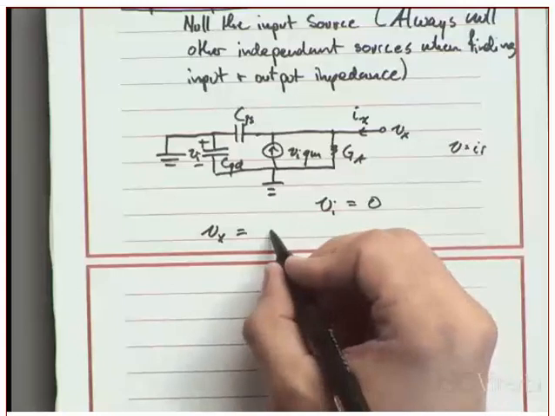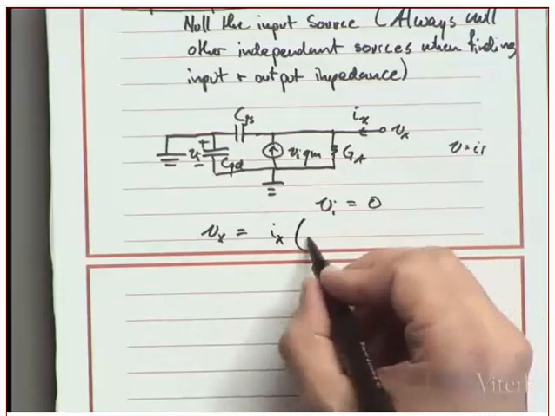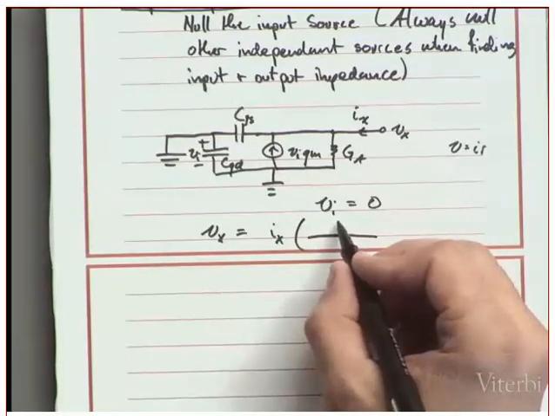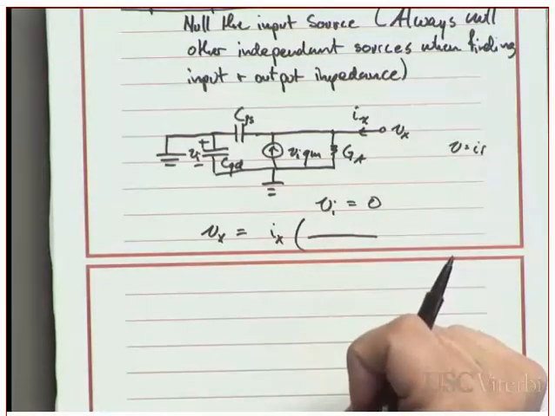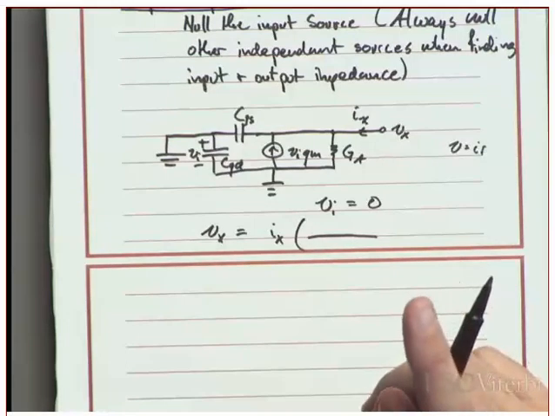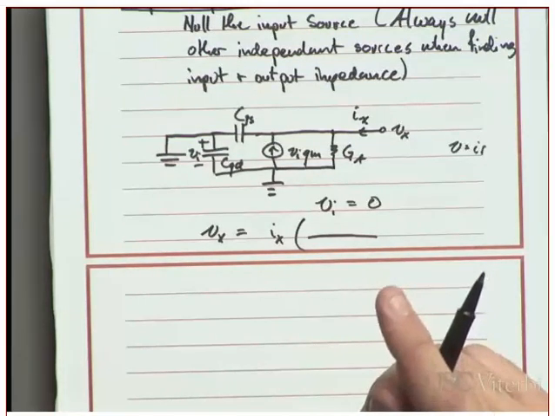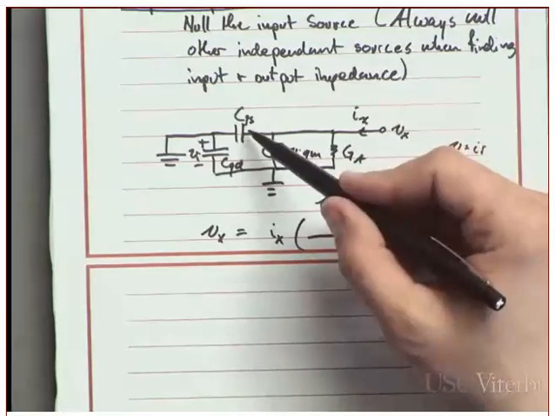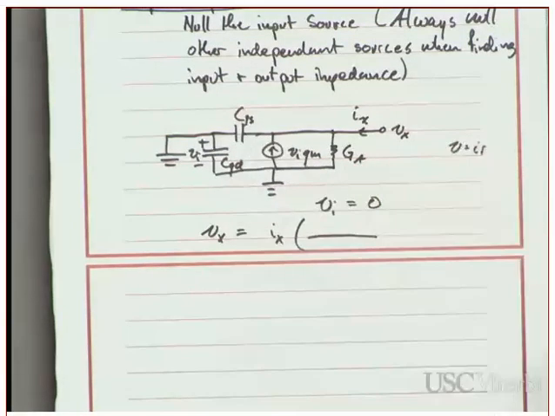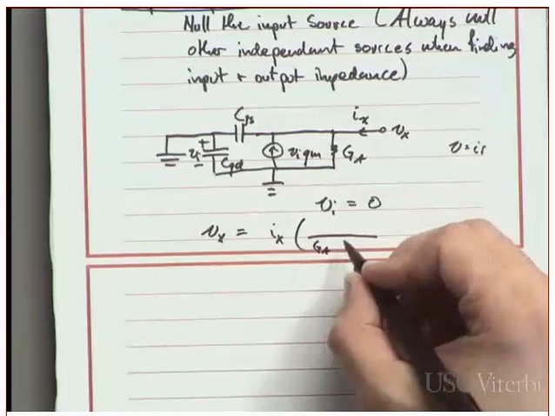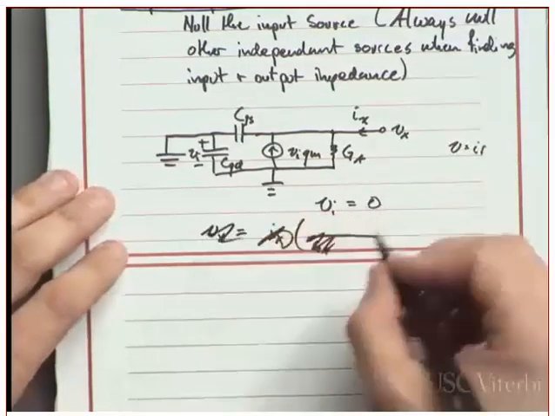Sorry, I'm making sure that I did everything right. So it's going to be IX. So it's a parallel combination of GA and CGS, which means that you just add them, right? Since they both add, like, this is not correct. VX.